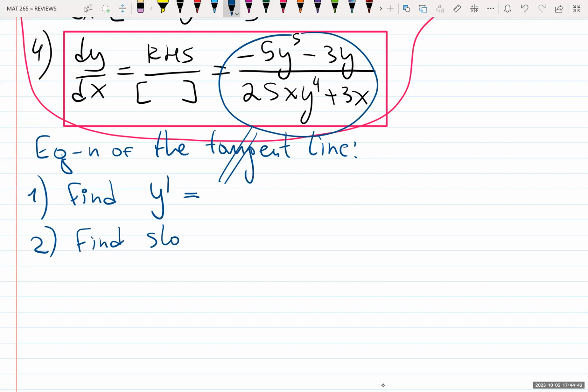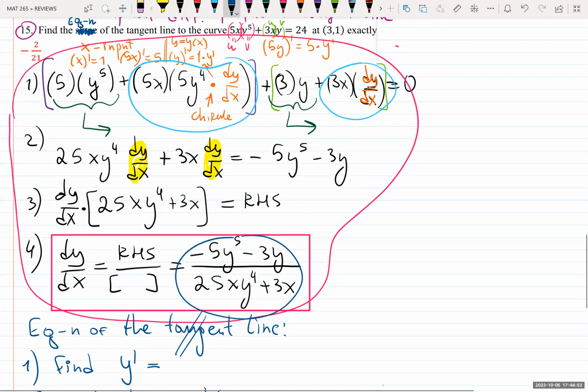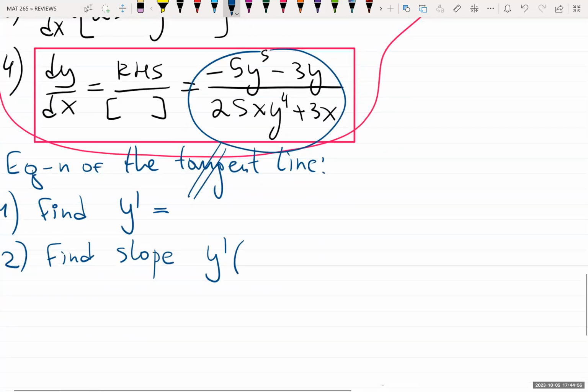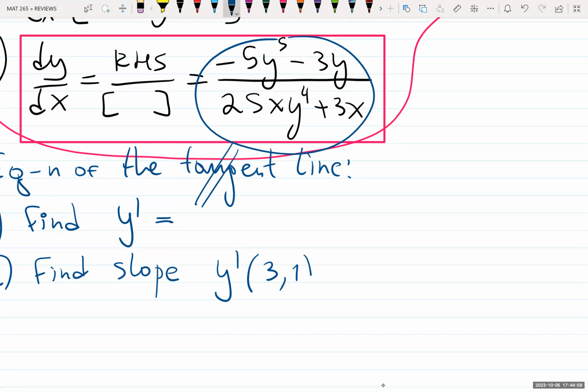Step 2, find slope. Slope is not y prime. Slope is y prime with a point. So slope is y prime at whatever x they gave me. And they gave me likely both x and y, 3 and 1, because they knew that using implicit differentiation, x sub 0, y sub 0, the answer for y prime will include both x and y.